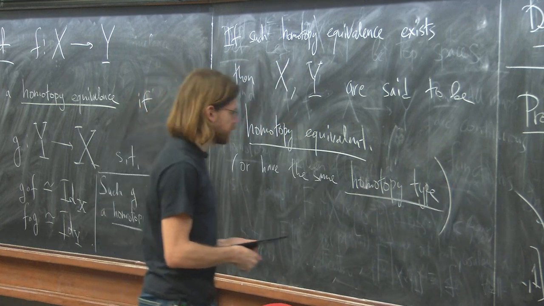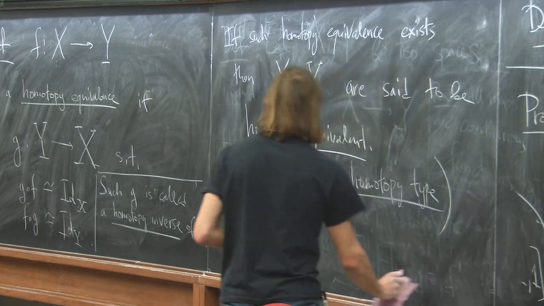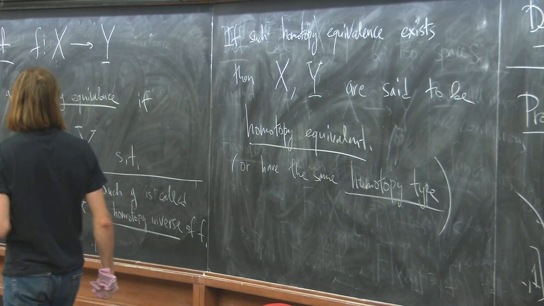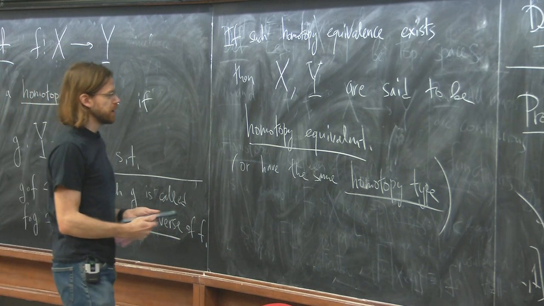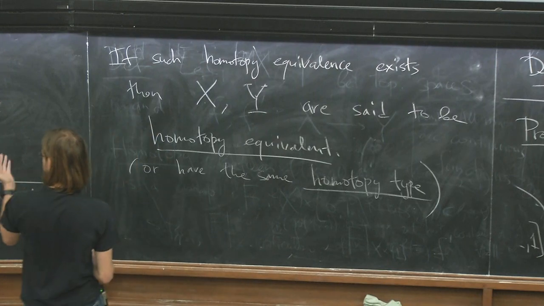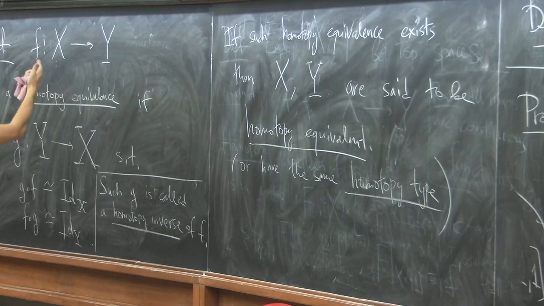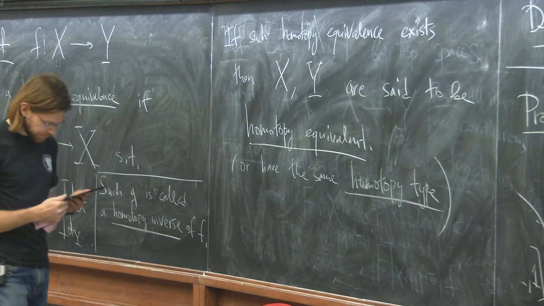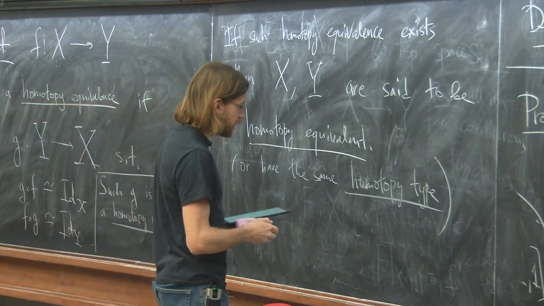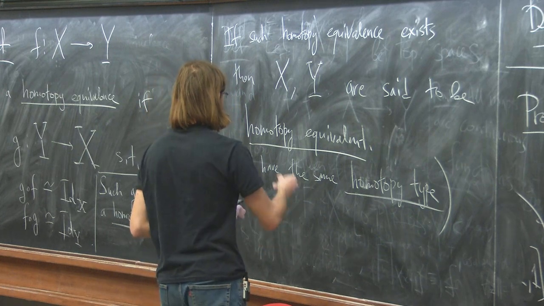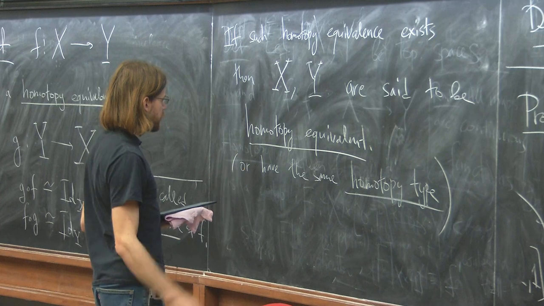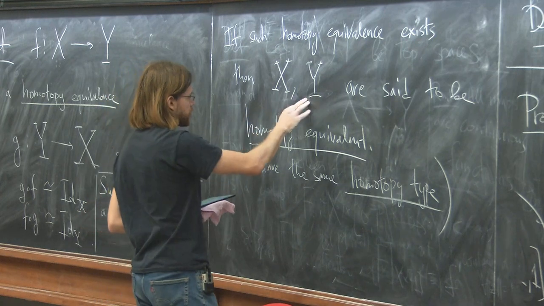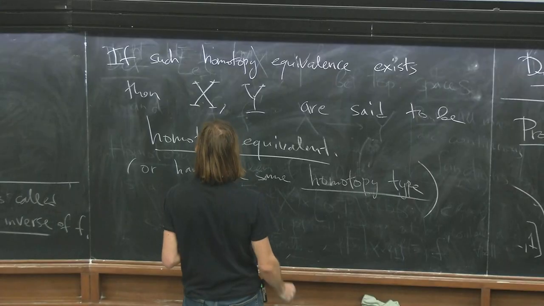The definition of homotopy equivalence. So two spaces are called homotopy equivalent if there exists a homotopy equivalence, which is a continuous map which has a homotopy inverse. As we will show in a moment, this gives a certain equivalence relation on topological spaces.